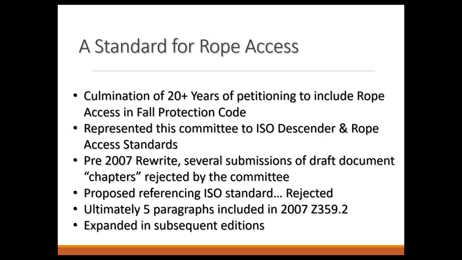The first question that comes up with this is why not have a standalone standard? Why do we want to be part of the overall Z359 document instead of just doing our own thing? The answer is that for us rope access technicians, that would probably be a great solution. But in the great big world of work at height and fall protection, the best way to get acceptance and collaboration and cross-utilization of rope access across the broader spectrum of industries really is to include it in the fall protection code.